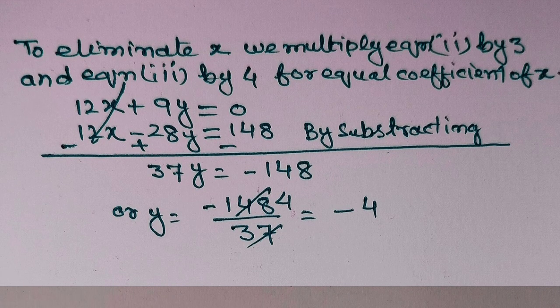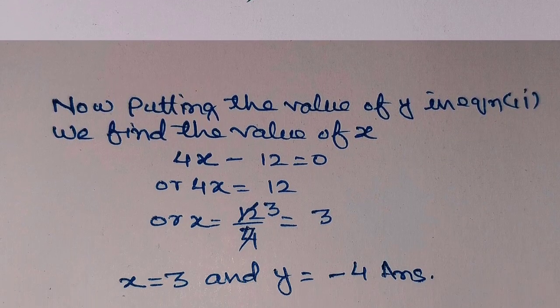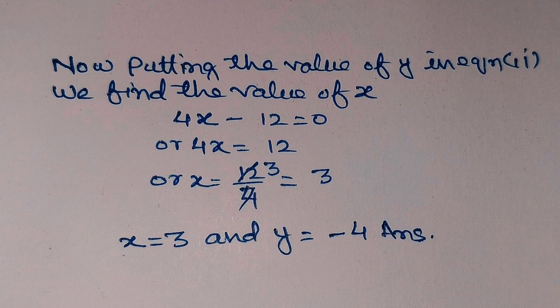-4. Now putting the value of y in equation 2, we find the value of x. 4x - 12 = 0, or 4x = 12, or x = 12/4 = 3. So x = 3 and y = -4. Answer.